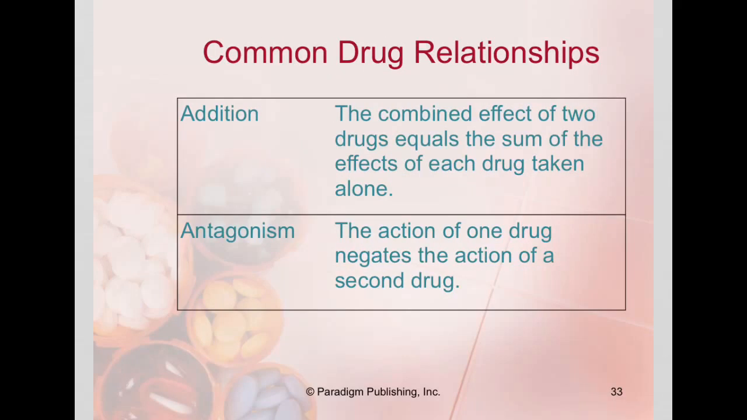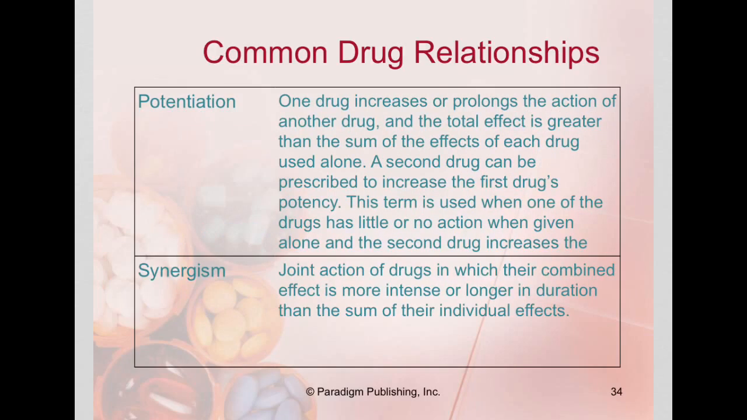Common drug relationships. This is on page 34 of your book. Addition is when the combined effect of 2 drugs is equal to the sum of the effects of each drug taken alone. Antagonism is when the action of one drug negates the action of a second drug. Potentiation and synergism. Potentiation is when one drug increases or prolongs the action of another drug, and the total effect is greater than the sum of the effects of each drug used alone.